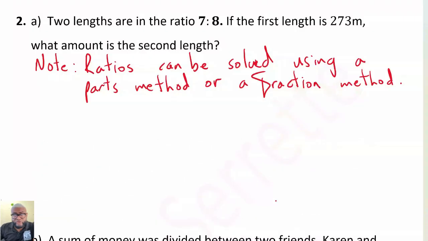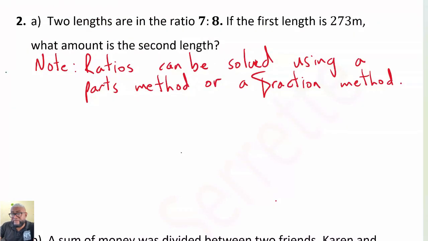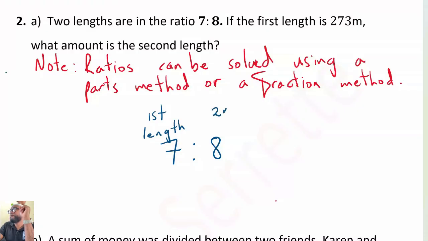So this is how we're going to do it, right? 2 lengths are in the ratio 7 to 8. So I'm going to put the 7 here, and I'm going to put the 8 here. So this is my first length. Order matters, right? So the number here first, 7, would be my first length, and this 8 would represent my second length. Everybody good there? 2 lengths are in the ratio 7 to 8, right? If the first length is 273 meters, what is the second length?